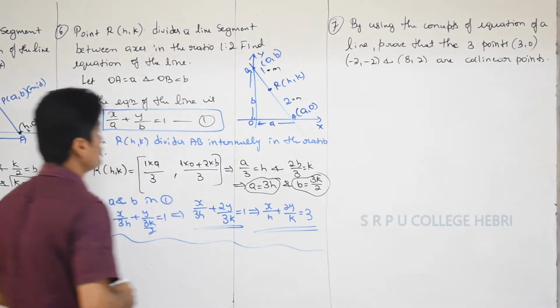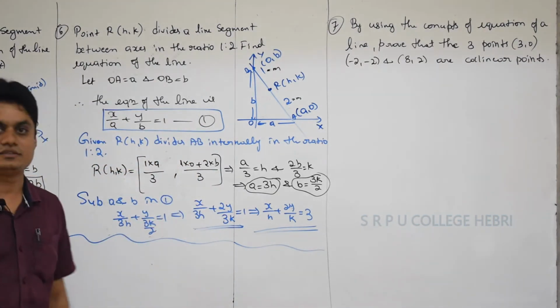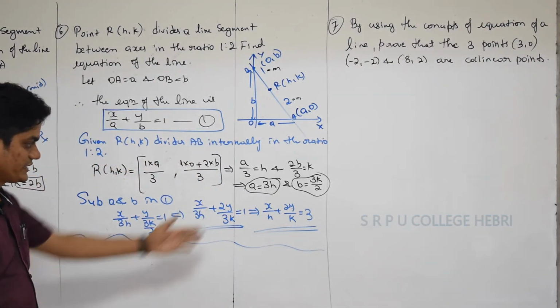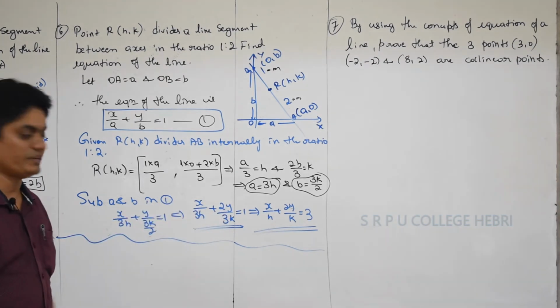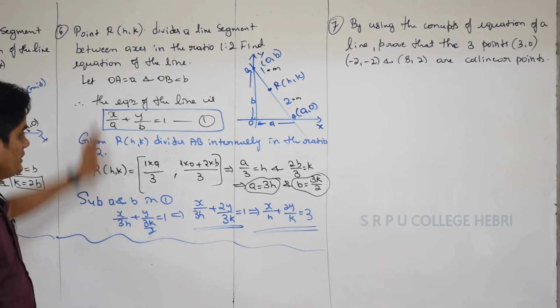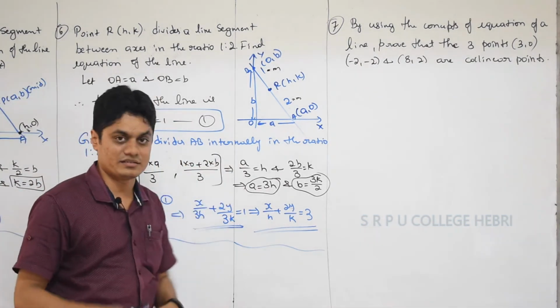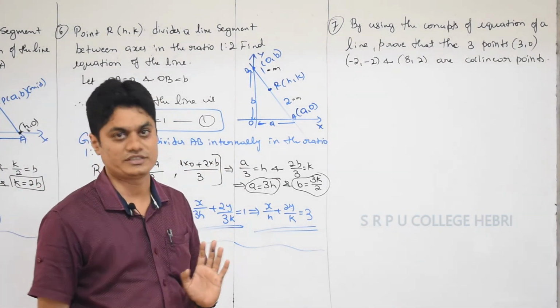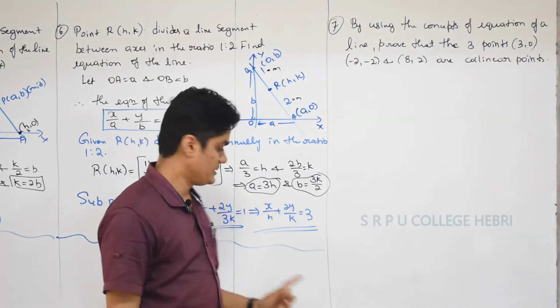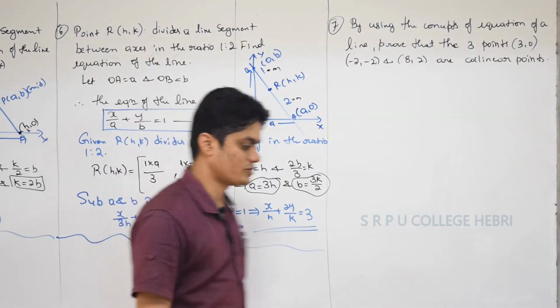This question says just find, so you can stop at any stage. You can keep it like this, or any other way, but keep x and y as they are. Okay, so the only difference between this one and the next one is that this one uses the midpoint formula and the other the section formula. So the answer is x by h plus 2y by k is equal to 3.